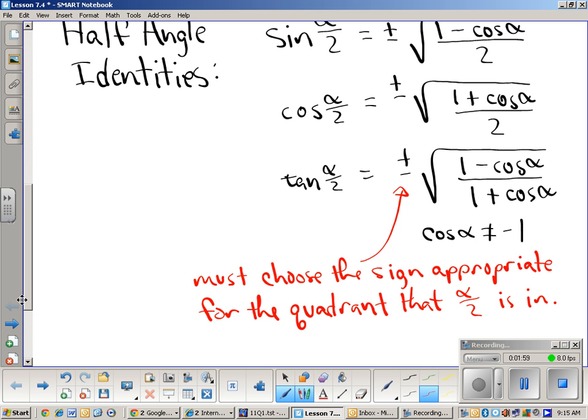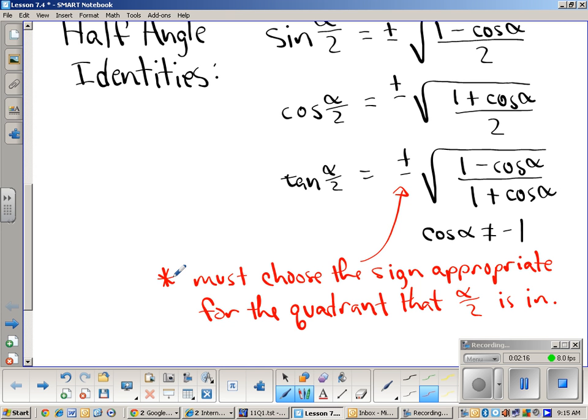And so our note that you probably don't have in your notes, and we need to make sure we understand, and this you might want to make sure you add: you must choose the sign appropriate for the quadrant that alpha over 2 is in.